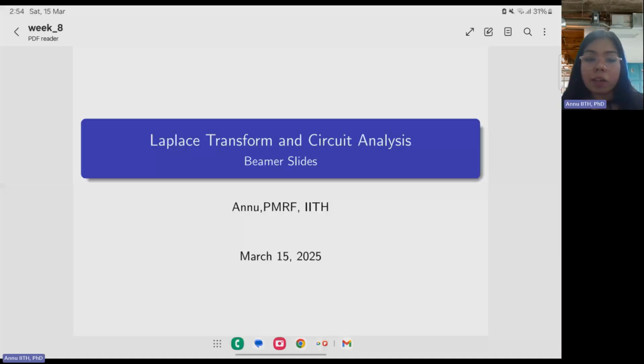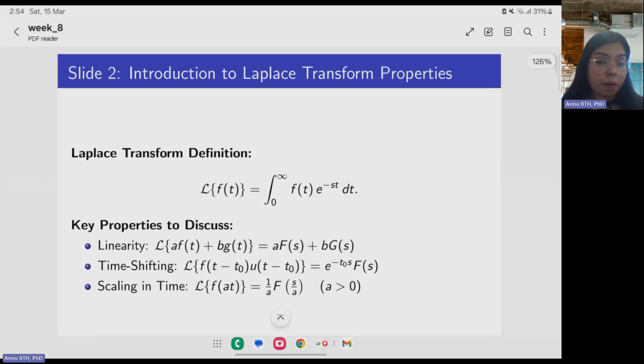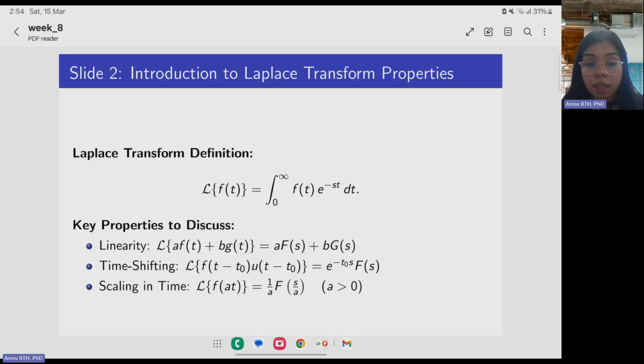So week 8 was basically not a very tough week, but yes, we will see how to solve the questions. I will just start with the introduction and the key property, so that you will memorize it. Remember it.